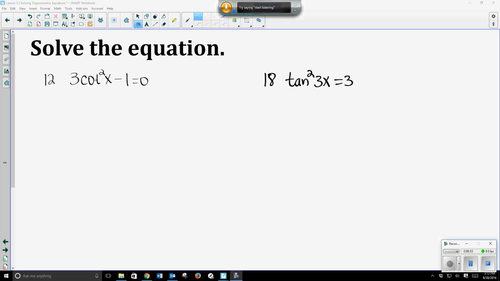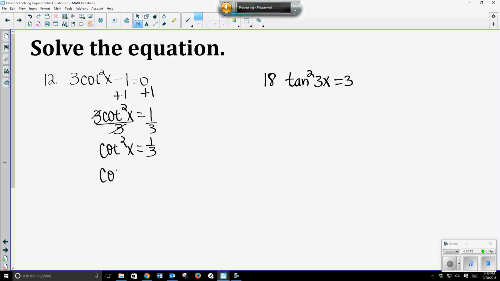Okay, number 12, we will add 1 to both sides. So we have 3 cotangent squared x is equal to 1. Divide both sides by 3. Cotangent squared x is equal to 1/3. Then we have to take the square root of both sides. So cotangent of x is equal to plus or minus the square root of 1/3.